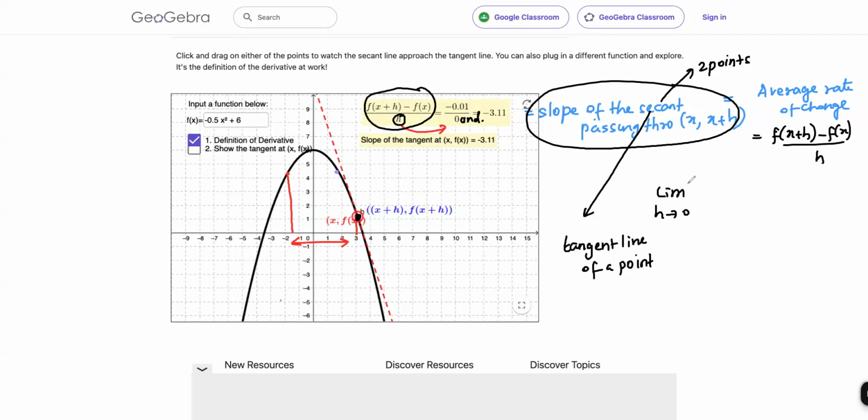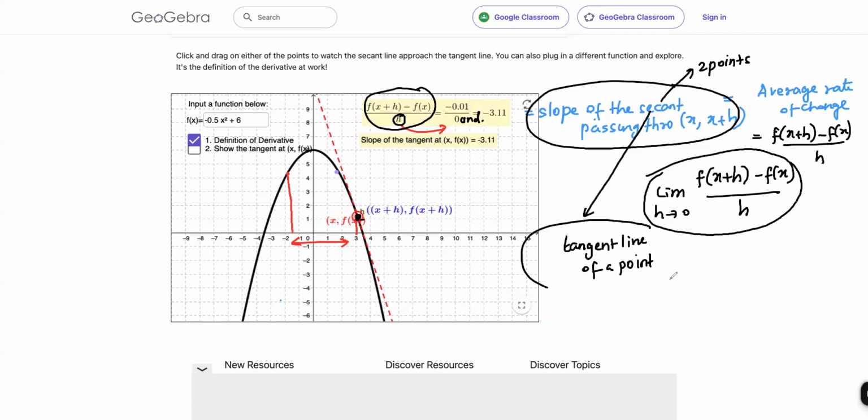Now, what I'm doing is the limit as h tends to 0 of f of x plus h minus f of x, divided by h. Here I'm trying to tend the h to 0, right? This becomes our new equation. When h is tending to 0, the secant line becomes a tangent for that point, correct? Here it was the slope of the secant. Here it is the slope of the tangent.